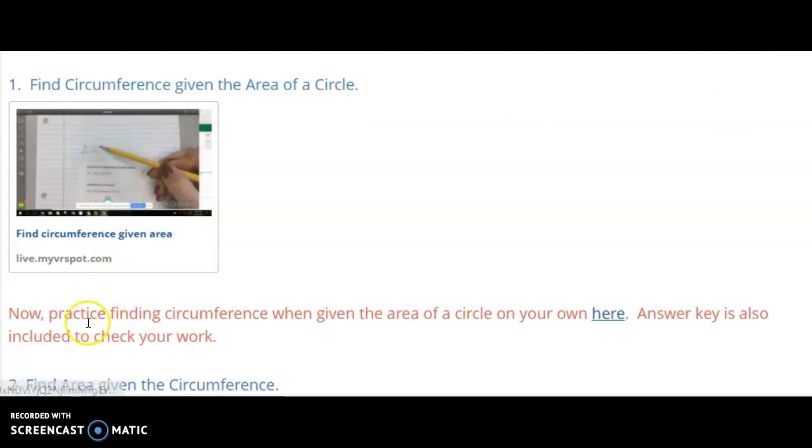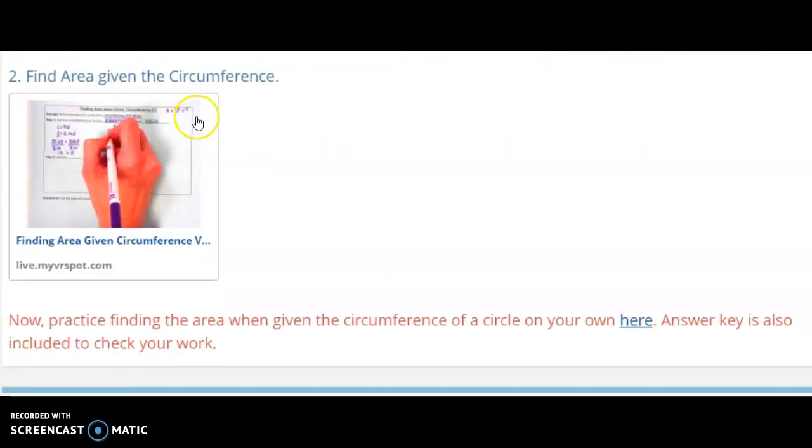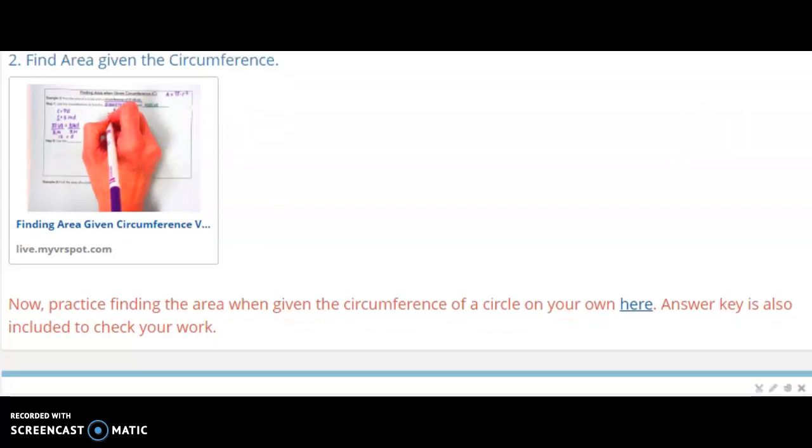After watching the video, there is some practice linked in a worksheet here. The answer key is also attached. So do the practice and then check your answers. Then you're going to be working kind of the other way around. You're going to have a video that shows you how to find area if you're given the circumference. And then your practice here with the answer key attached.